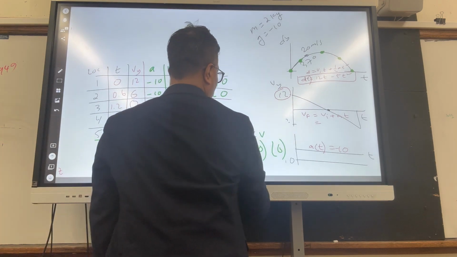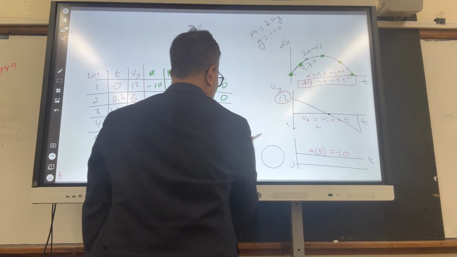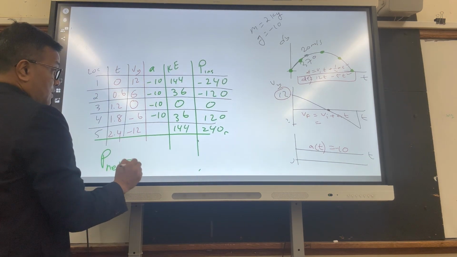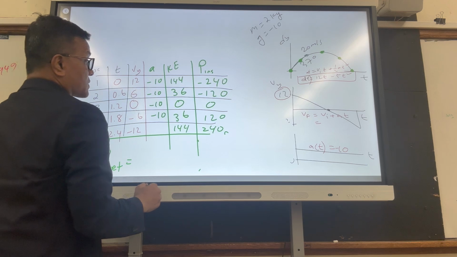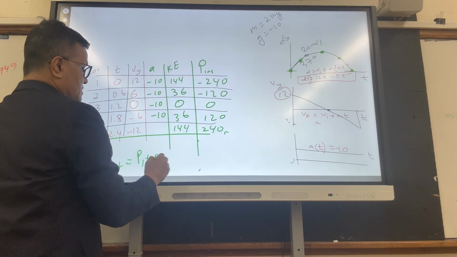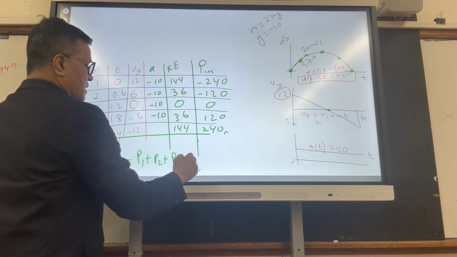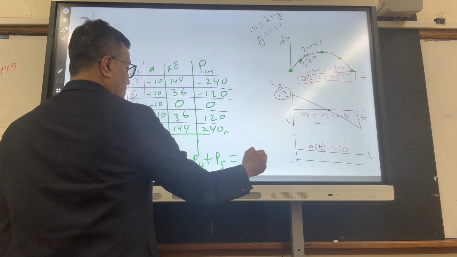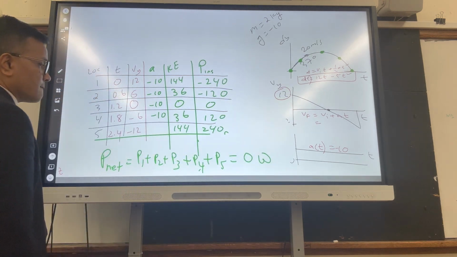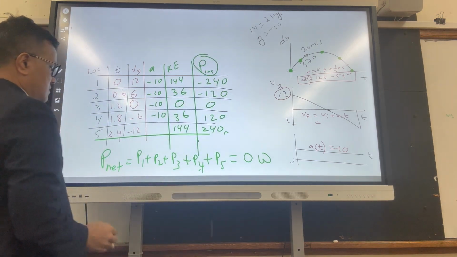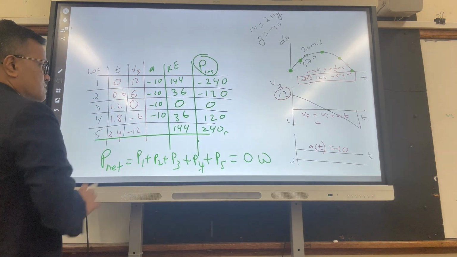Okay, now what is the net power? How can we find the net power? Power net is equal to the sum of all the power. Power at location 1 plus power at location 2 plus power at location 3 plus power at location 4 plus power at location 5, which is 0 watts. Okay, now remember the net of instantaneous power is of course 0 watts.